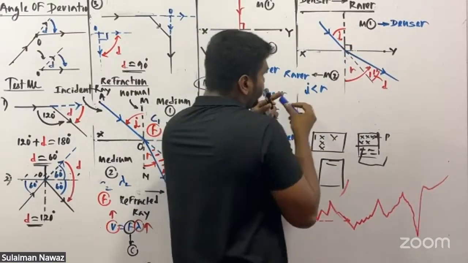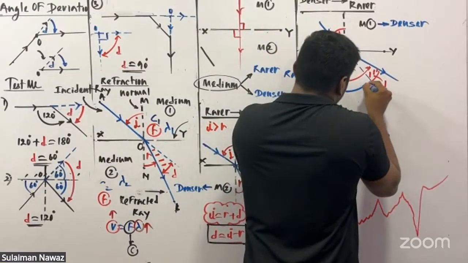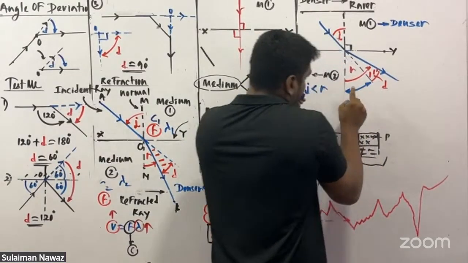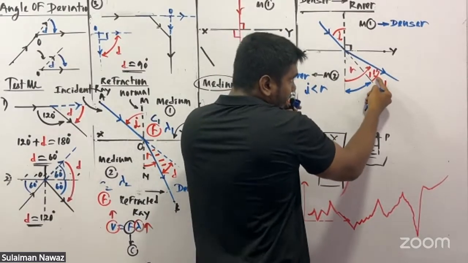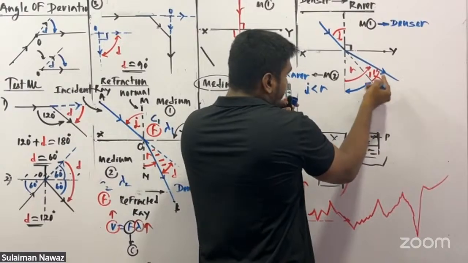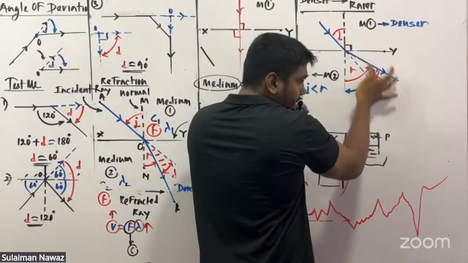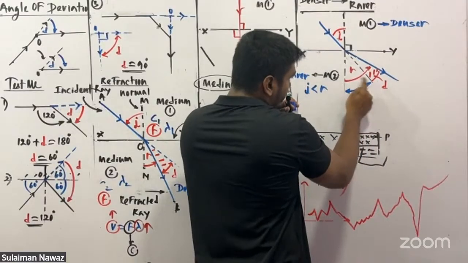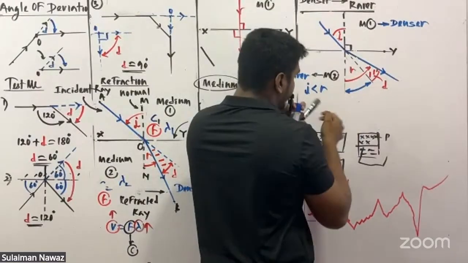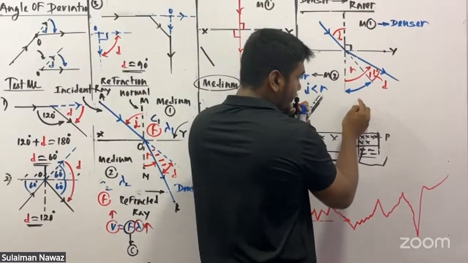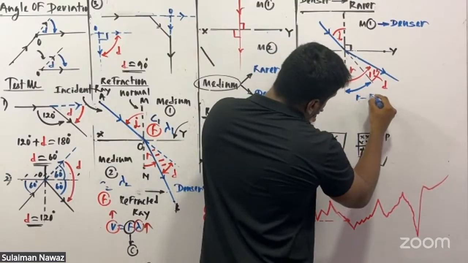Look here. If I ask you, what is this angle? Here to here it's R. This angle is the angle of deviation D. The other one is R, so this angle must be R minus D. Am I correct? This angle is R minus D.